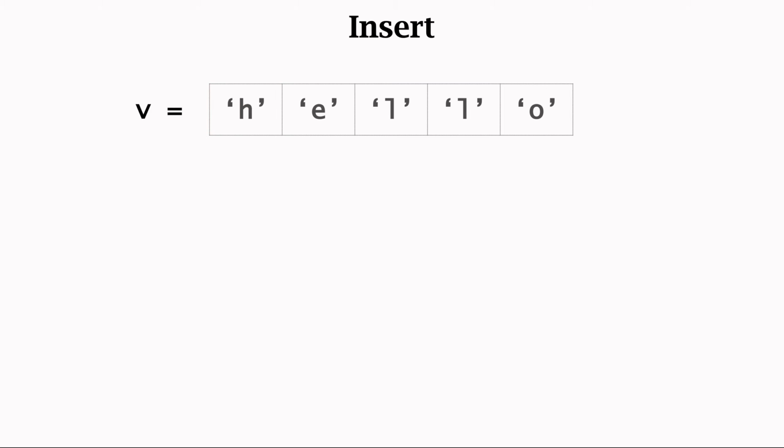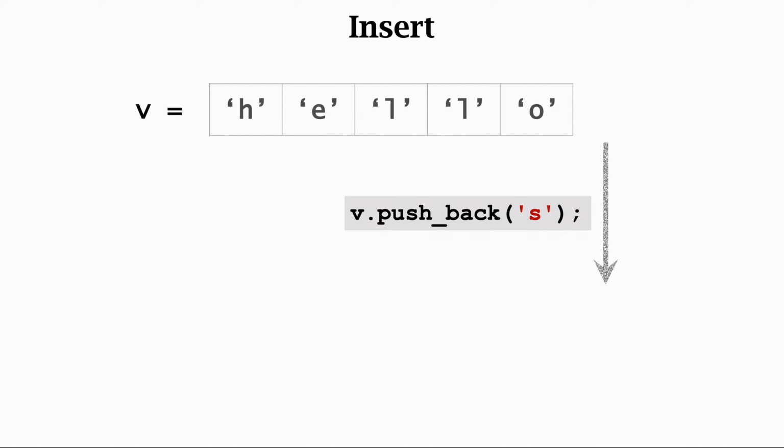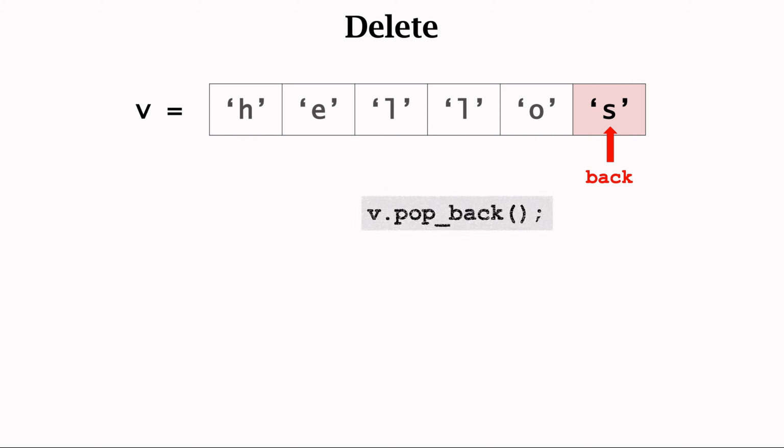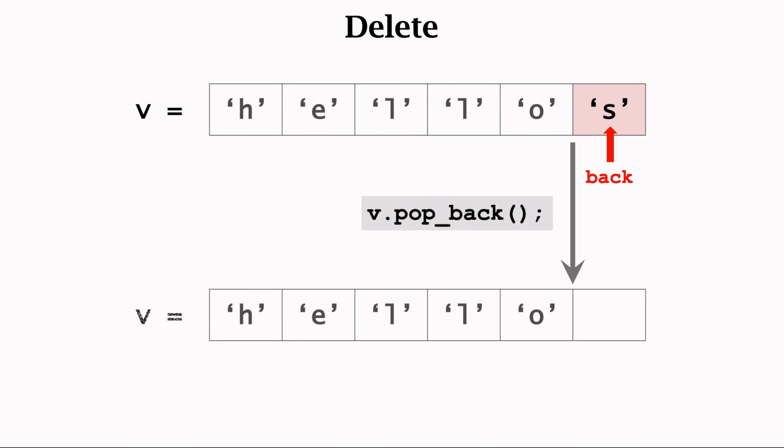The size of a vector can grow automatically. The function pushback can append new elements to the end of the vector. This line of code adds a character S to the end. Now the size of the vector grows. The function popback deletes the element in the end. After running the popback function, the back pointer moves leftward.